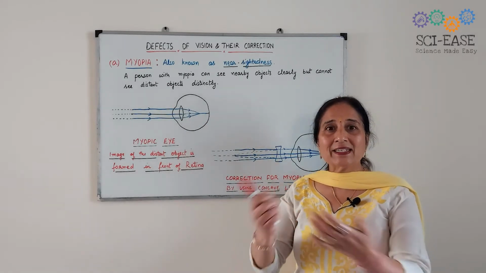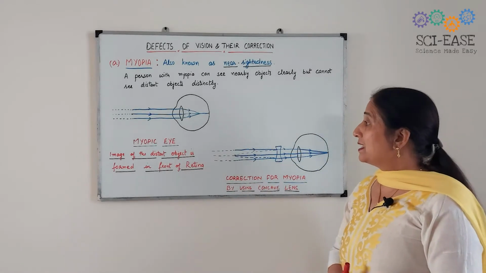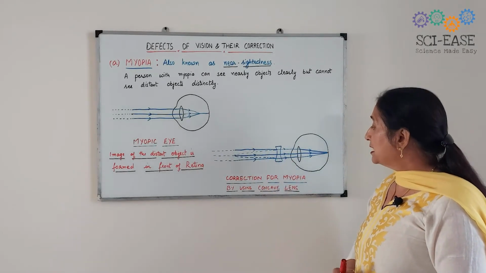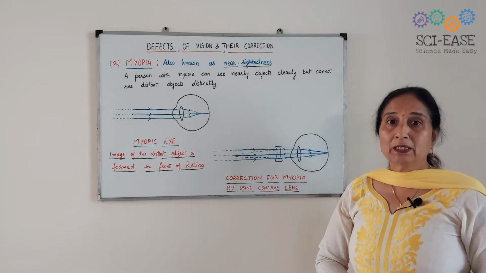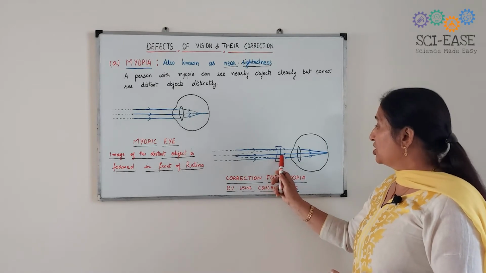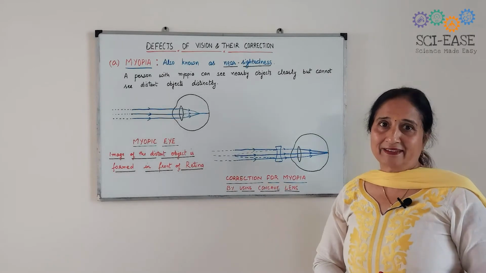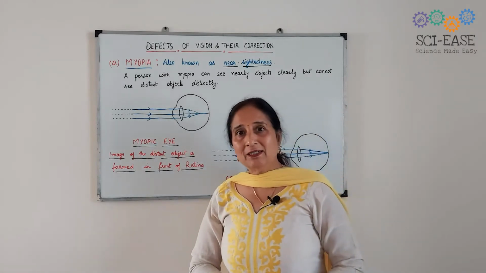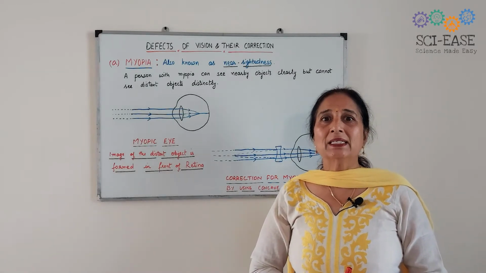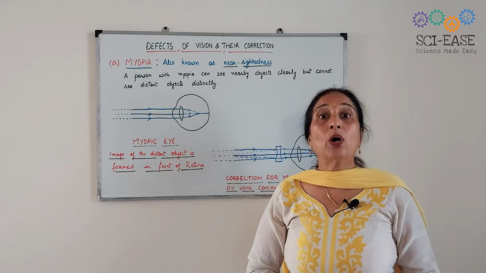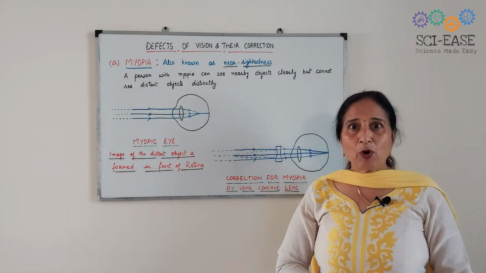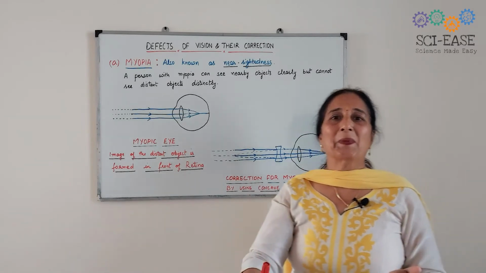So how can we correct it? We can correct it by using a concave lens of suitable power, and then the image will be formed at the retina. You must have seen in your classroom that some students are unable to read the things written on the blackboard from the back seat. So they have some eye problem. What is that? That is myopia.